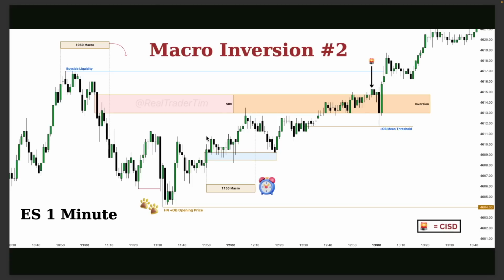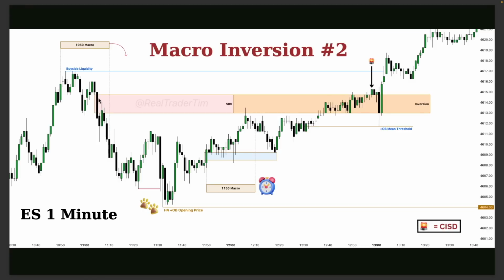Now, this example isn't going to be for a giant move. That's not the purpose of this example here. It's just to reinforce the logic behind what is occurring. Okay. We need to start over here in the top left at the 1050 macro. We leave equal highs or engineered buy side liquidity. And then we have this SIBI formed.